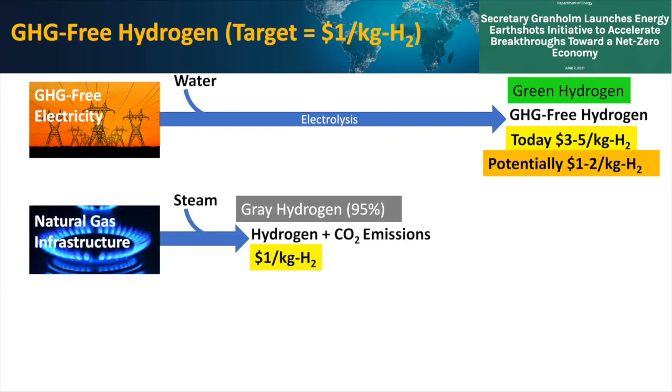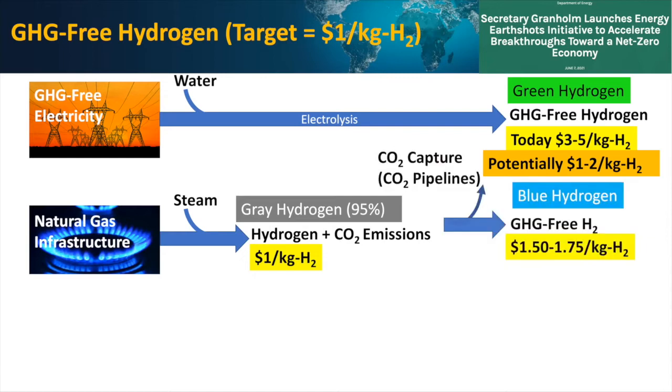The other way to make hydrogen is from natural gas. Today, most of the hydrogen is made by steam methane reforming or autothermal reforming. It's about a dollar a kilogram, but for every kilogram of hydrogen, we produce 10 kilograms of CO2. If you really want to make this carbon free, we have to capture the CO2, put it underground and sequester it. But that increases the cost to about $60, $70 a kilogram.